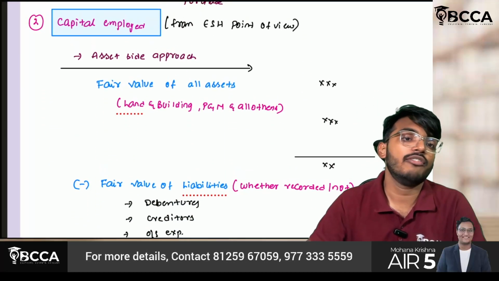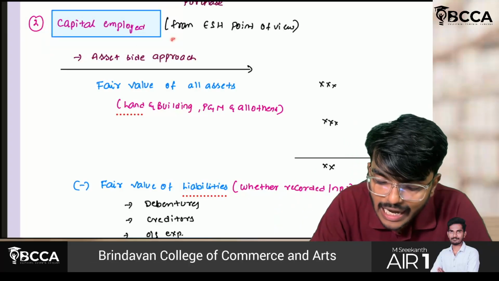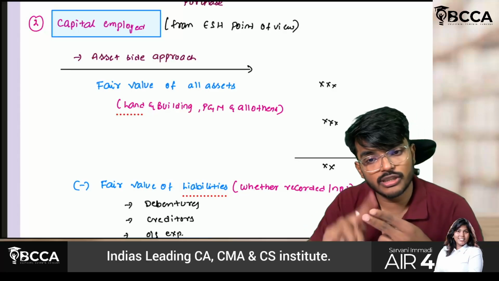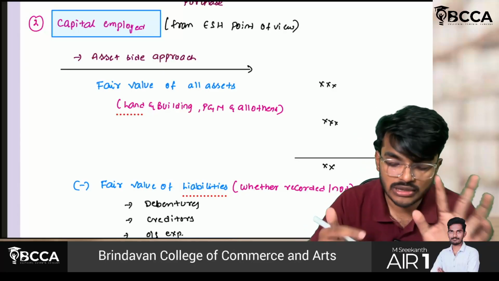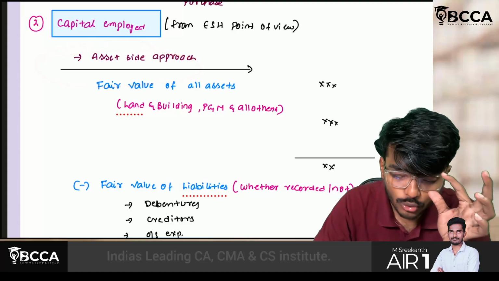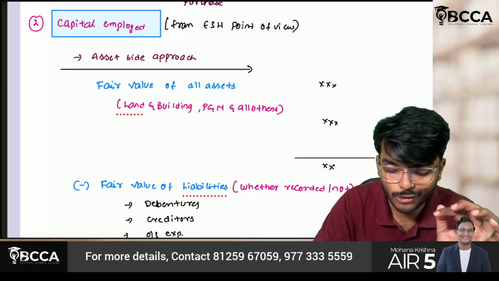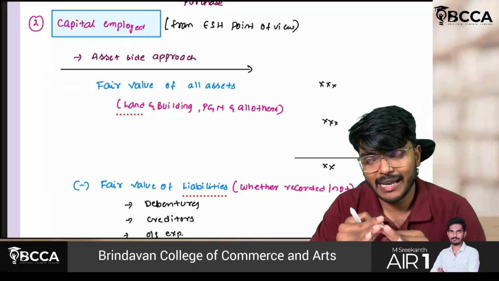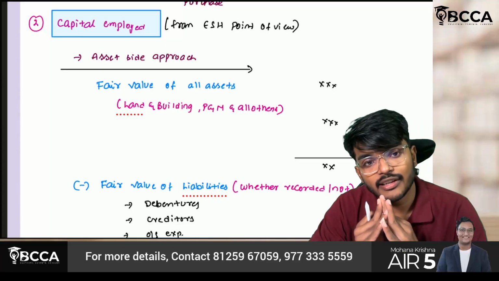Okay, sir. Now we have understood the first thing. The second thing is the capital employed calculation. This also we have to do from the equity shareholders' point of view. We have understood two kinds of approaches: first, the asset side approach, and second, the liability side approach. Our first preference will always be the asset side approach, because you will make very few mistakes if you follow it. First we will add all the fair values of assets.